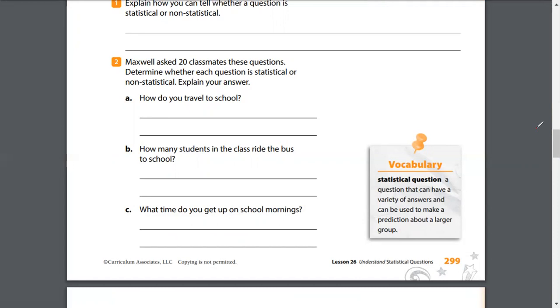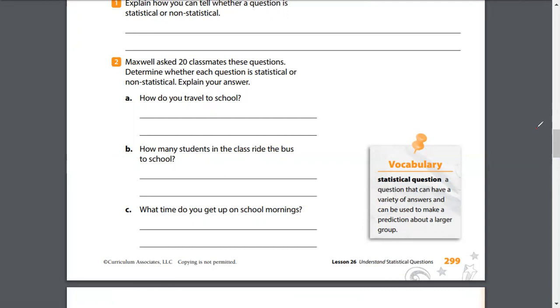On your side right here, you have a vocabulary word: statistical question, a question that can have a variety of answers and can be used to make predictions about a larger group. Anywhere on your paper where you have vocabulary words, make sure you read those words in bold, and they will help you with answering your questions.